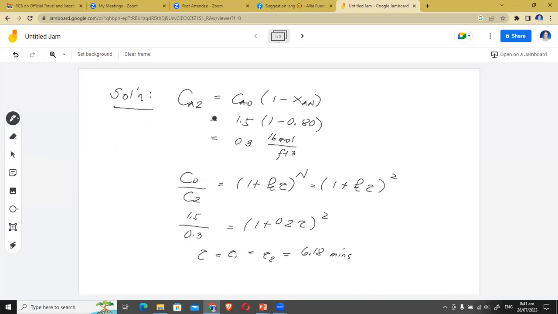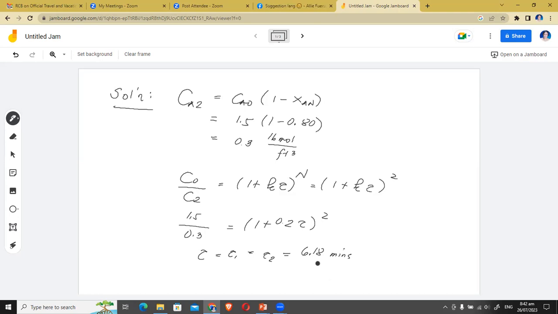We started determining the final concentration of the system, the concentration of the stream leaving reactor 2, using the overall conversion, which is 0.80, or 80% conversion, and the initial concentration, which is 1.5. That will give you a value of 0.3. Based on the formula that I shared with you yesterday, C0 over C is equated to the quantity 1 plus k tau raised to N, where N is the number of the reactor in which we're interested in determining this C. In our case, we substitute the computed CA2 as C2, and as such, the N in the exponent of 1 plus k tau will be 2. In the process, we determine the space-time for all identical reactors, expected to be equal to 6.18 minutes.